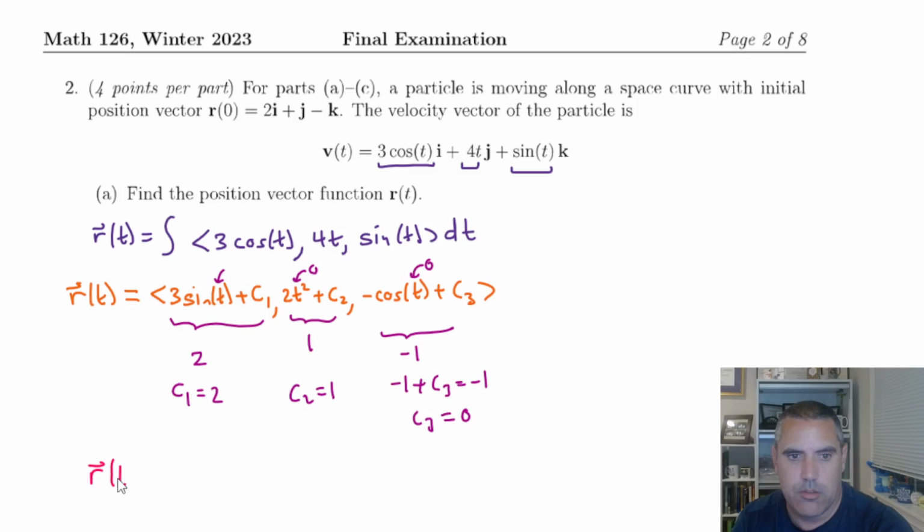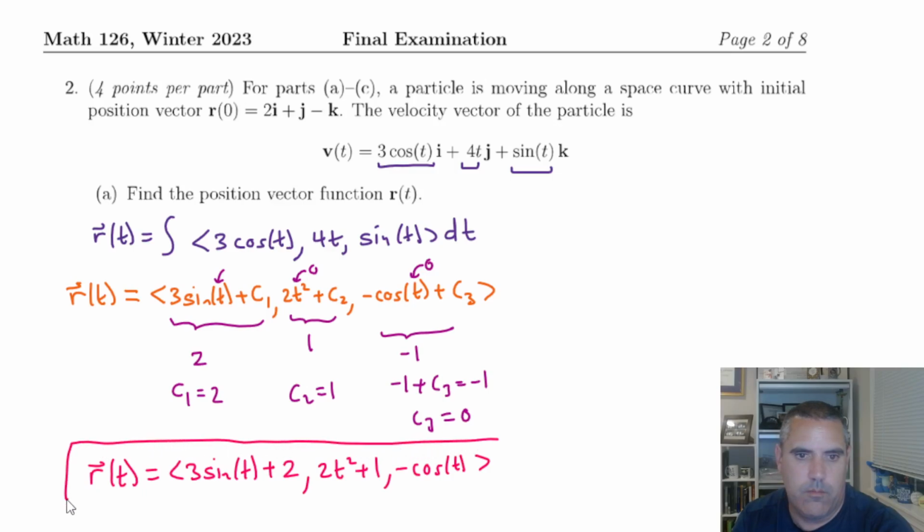The space curve is 3 sine of t plus 2, 2t squared plus 1, negative cosine of t. Done, done, done.